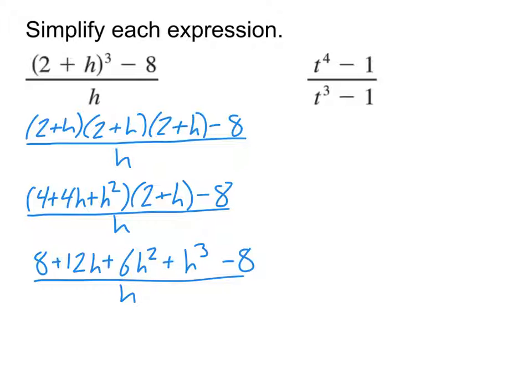Alright, and now we'll look to see how we can simplify that. And notice we have this 8 minus 8. So those go away. Now notice what's left. Notice there is an h in every term in the top and in the bottom. So I can also reduce down the h's. And so 12h divided by h leaves me with 12. 6h squared divided by h leaves me with 6h. And h cubed divided by h leaves me with h squared. And so that whole big fraction reduced down to be 12 plus 6h plus h squared. And that is your final answer.